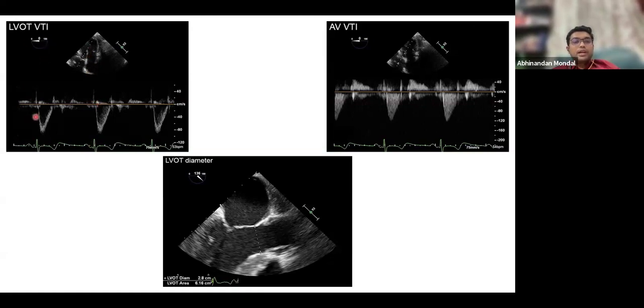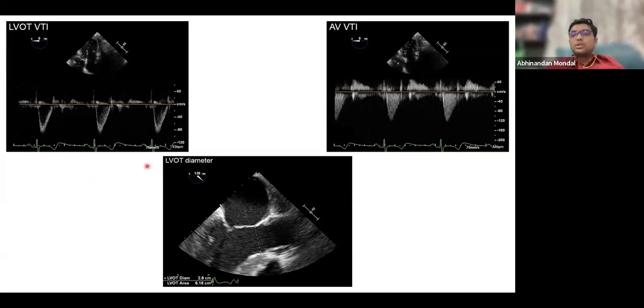In LVOT VTI, you will get a waveform like this. You will trace the entire waveform and you will get the VTI. So this is the LVOT VTI. It is also very important, because whenever you take it in any patient, even if the patient does not have any aortic pathology, if you see an LVOT VTI of less than 15 centimeters, that means you are dealing with a patient with low cardiac output.